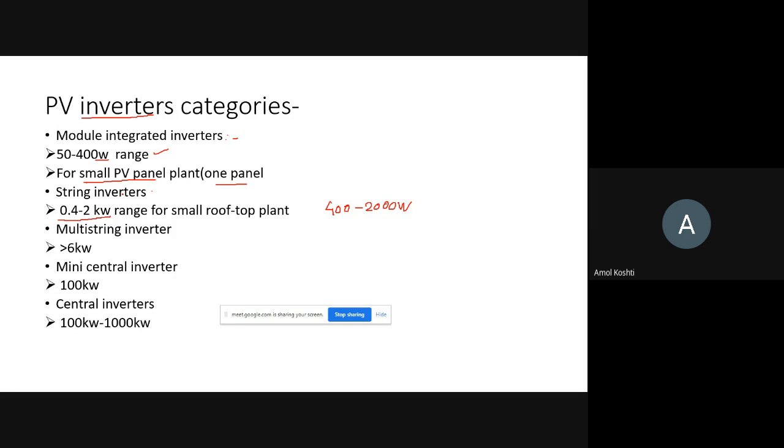These categories are differentiated based on the load and based on the applications. Here we are concerned only about the loading of the grid or any particular load. So these are the different PV inverter categories.